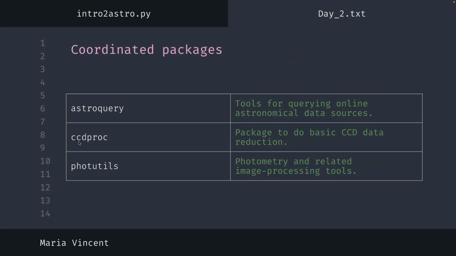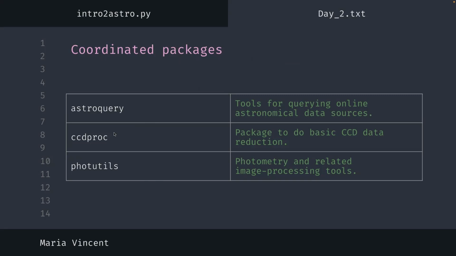CCD-proc is to do basic CCD data reduction. CCD is a type of detector, and images taken with those sorts of detectors have to go through a certain procedure before you can actually look at the things you've imaged using those detectors. So CCD-proc is a standard data reduction library. PhotoUtils is used for photometry when you have to measure the brightness of an object you imaged, the brightness of a star or brightness of something that looks like a star. And it also has other image processing tools.